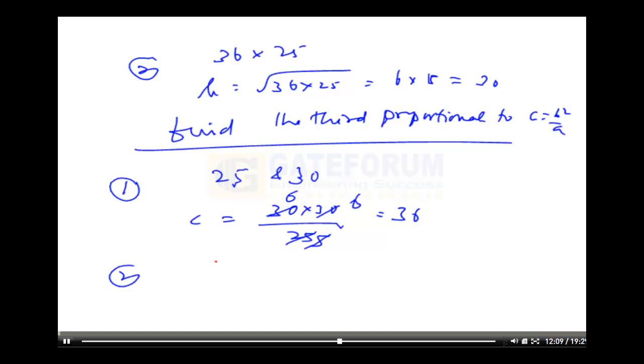Or I can give you 81 and 90. So it is 90 squared by 81. So you know, 81 goes 10 times. The answer is 100.